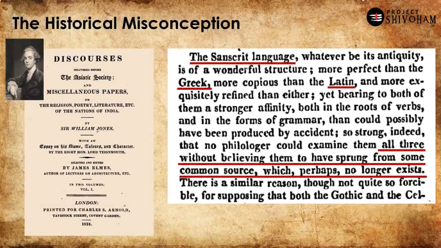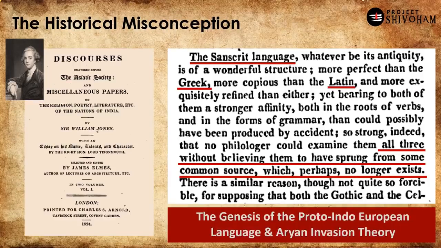And here is a page from the discourses of William Jones, and I'm quoting it. "The Sanskrit language, whatever be its antiquity, is of a wonderful structure, more perfect than the Greek, more copious than the Latin, and more exquisitely refined than either." So basically what he's saying is that the Sanskrit language is more perfect and beautiful than Greek and Latin, two main languages which are the foundational pillars of Western civilization.